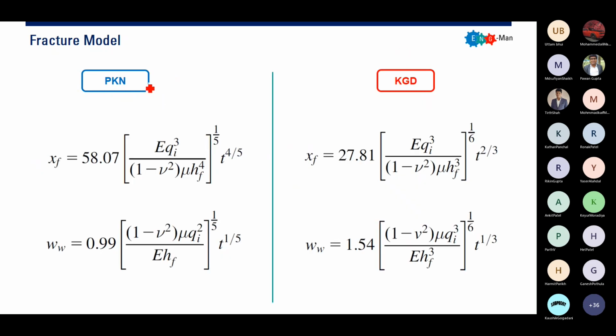Okay, and with this approach, we can calculate the half length of the fracture and the width of the fracture, which are very important to achieve the productivity. Again, also in the KGD and the width in KGD, you can see the important parameters. Young's modulus. Now you can see Young's modulus plays an important role. And Q, the injection rate.